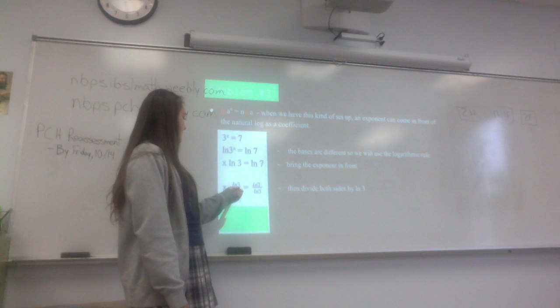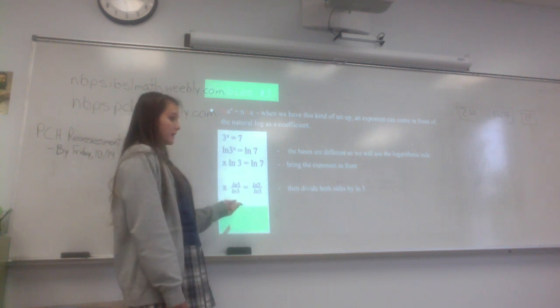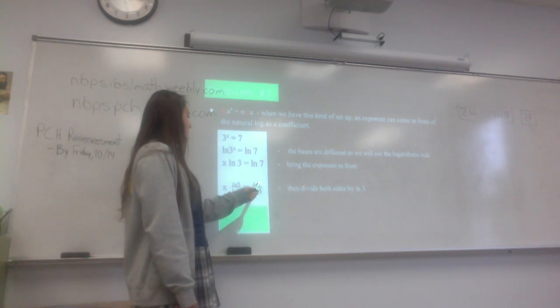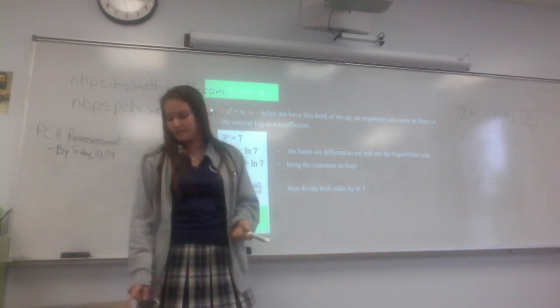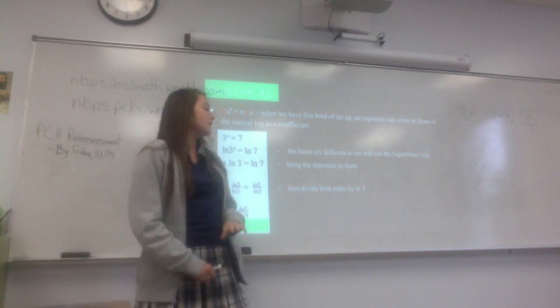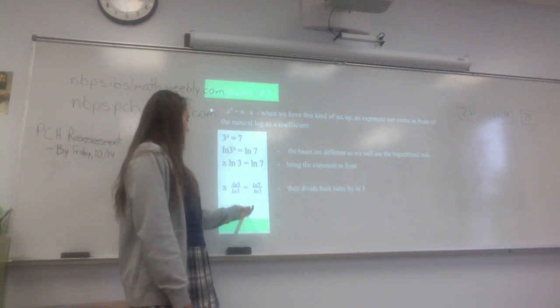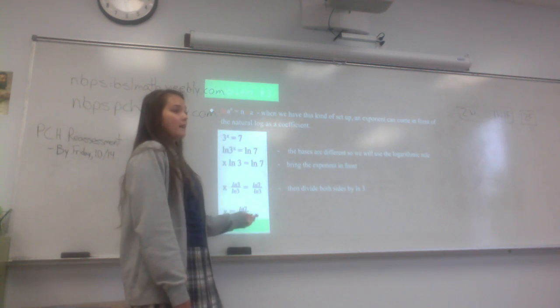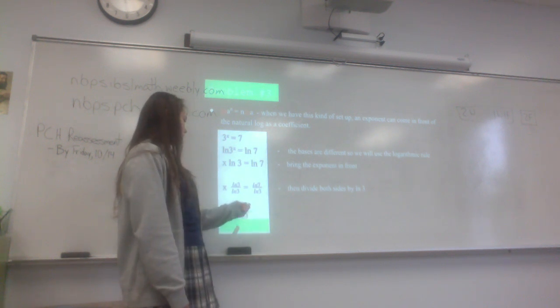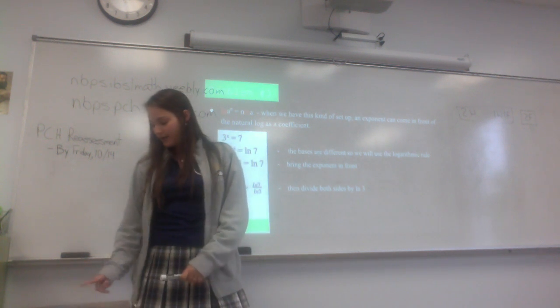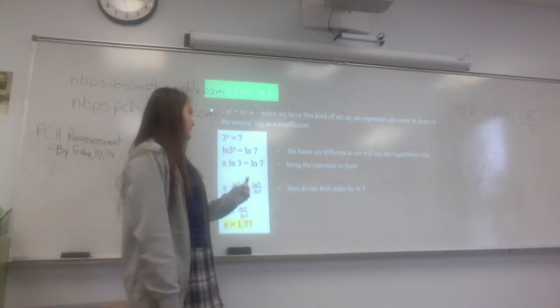So we'll have x times natural log of 3 divided by natural log of 3 equal to natural log of 7 divided by natural log of 3. And as we divide, we get x equals natural log of 7 divided by natural log of 3. Now our calculator can do this process, because it's the simplest way. You just plug this into your calculator, and the answer you will get is 1.77.